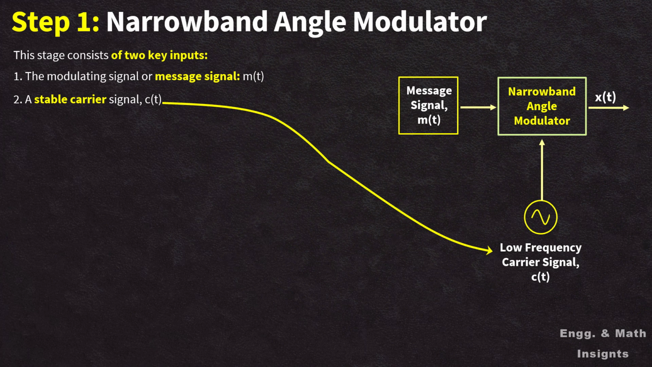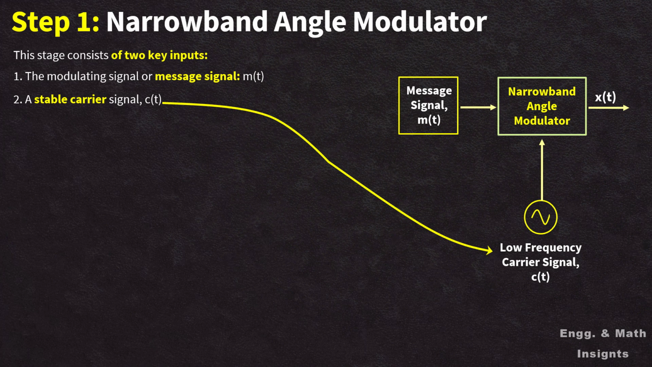It is expressed as c(t) = Ac cos(ωc t), or Ac cos(2π fc t), where Ac is the carrier amplitude and ωc = 2π fc is the angular frequency of the carrier. The angle modulator combines these two inputs to produce a narrowband frequency modulated signal FM or phase modulated signal PM. Mathematical expression.